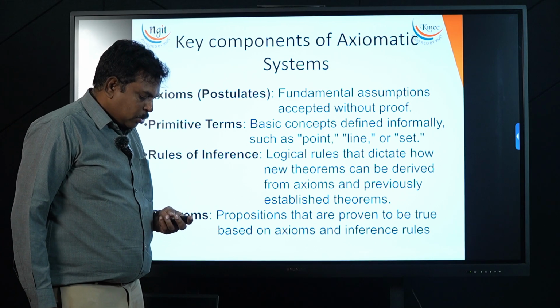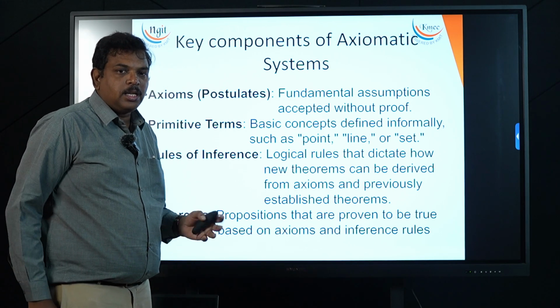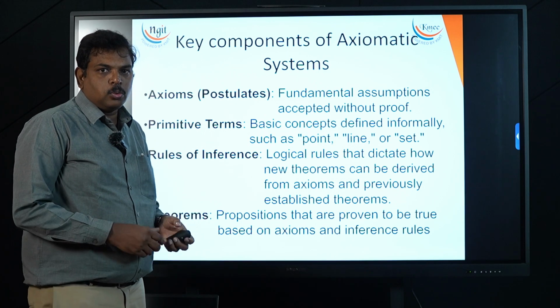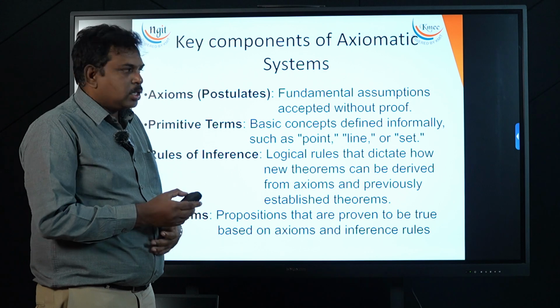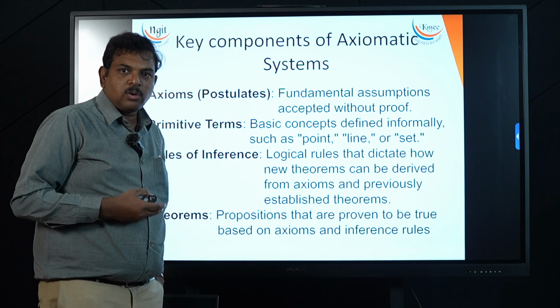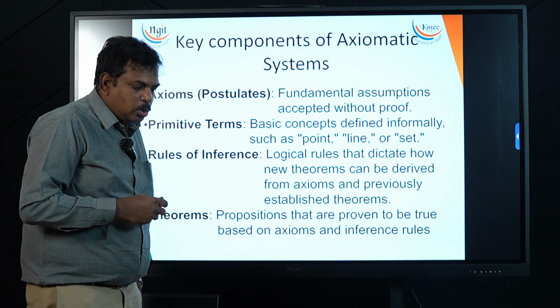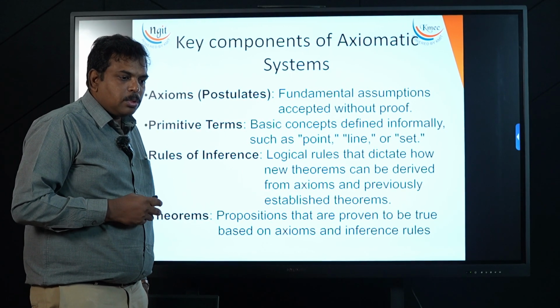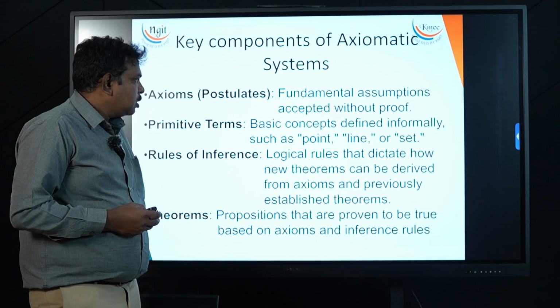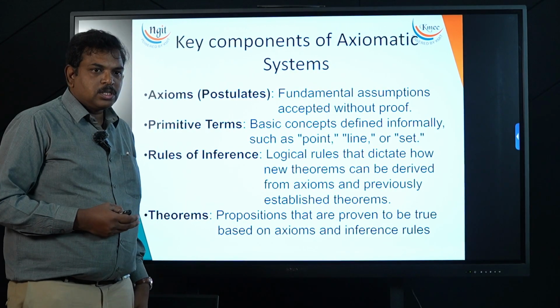Suppose I say the sun rises in the east. This is a truth, and you don't require a proof for the sentence that the sun rises in the east. So we take such axioms and try to derive new axioms in this system, so that we prove new theorems from existing axioms, meaning self-evident truths.